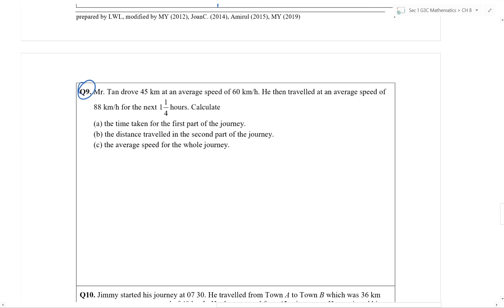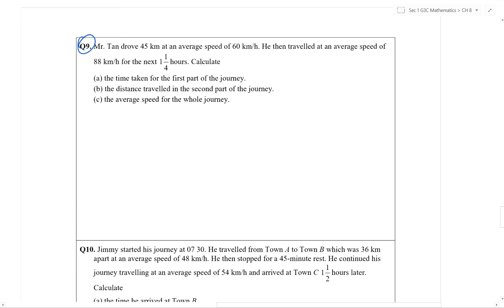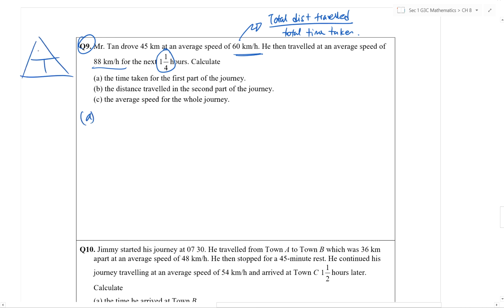Now question 9. Mr. Tan, he drove 45 kilometers with this average speed. So take note, this is total distance traveled over total time taken. After that, he traveled at a different average speed, 88 kilometers per hour, for this duration. So calculate the time taken for the first part. Distance, speed, and time. We want time. Take the distance divided by the speed. 45 km divided by the speed, which is 60 kilometers per hour. We get 3/4 of an hour.